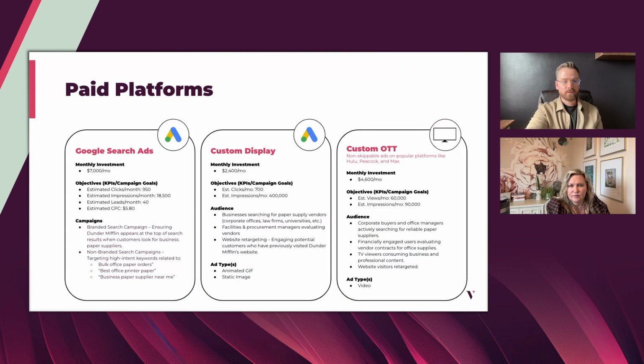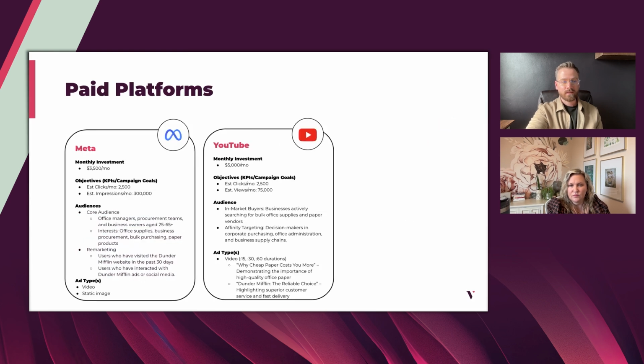We talk about Google search ads, bidding on high intent search terms for people looking for new paper suppliers, looking for Dunder Mifflin specifically. We talk about display advertising in OTT, maybe more of a brand awareness play, testing into things like Meta and YouTube, whether that be targeting target accounts or retargeting off the website.